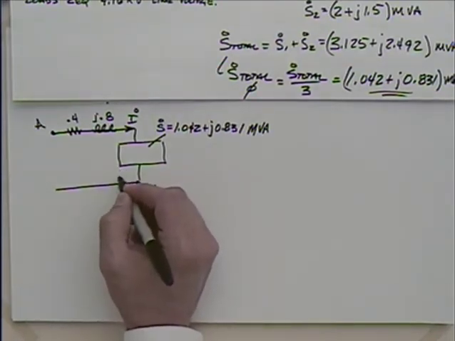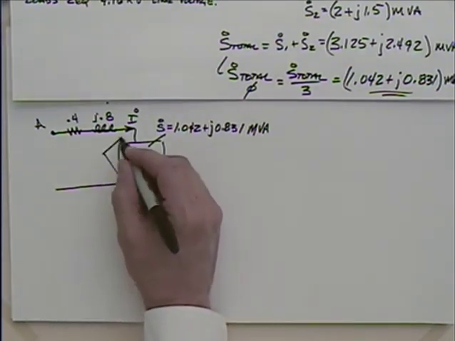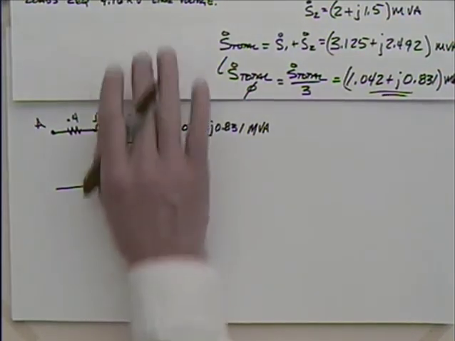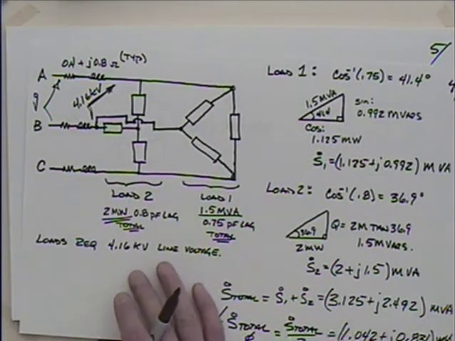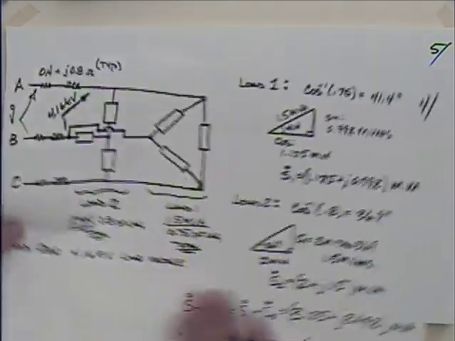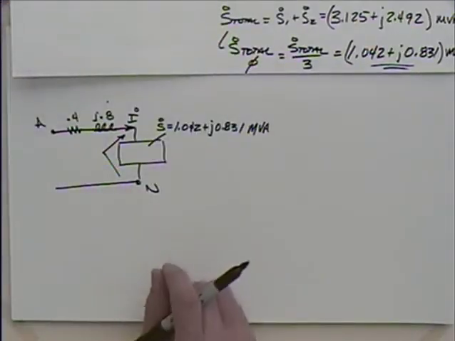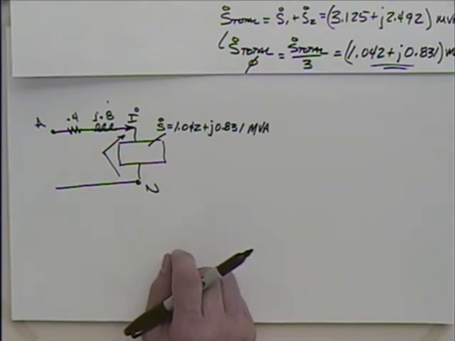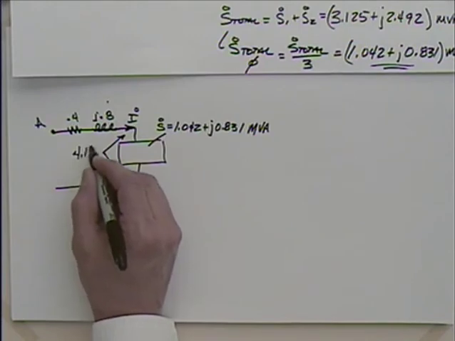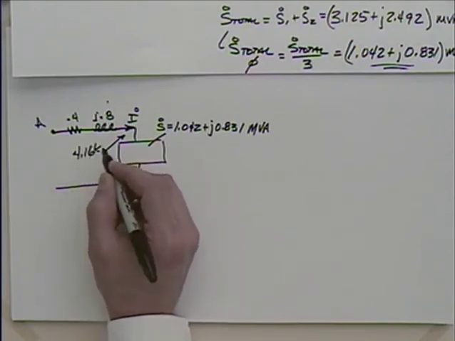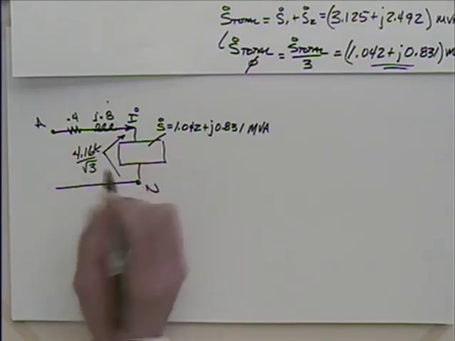One thing that I may need is this voltage here. What voltage is that? We said back on the original picture that from line to line the magnitude was 4.16 kilovolts. So this isn't line to line, but rather line to neutral, isn't it? So what's that going to be? 4.16 kilovolts divided by the square root of 3.